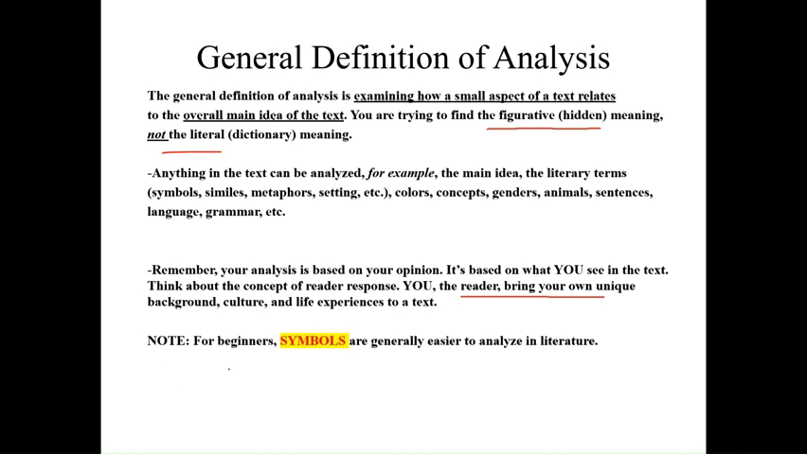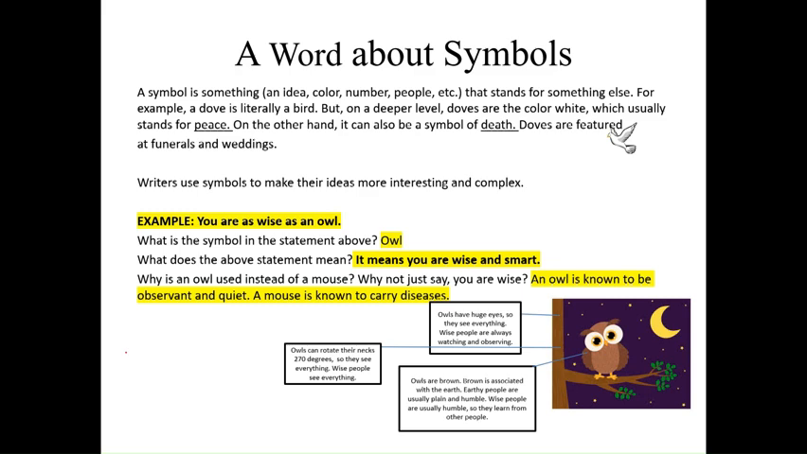And since you guys are newbies, it's always easier to find symbols or to analyze symbols in literature because pretty much every piece of literature has a symbol. So a symbol is something, it can be an idea, it can be a number, a color. Again, it could be a myriad of anything that stands for something else.